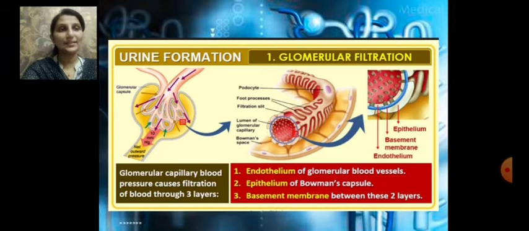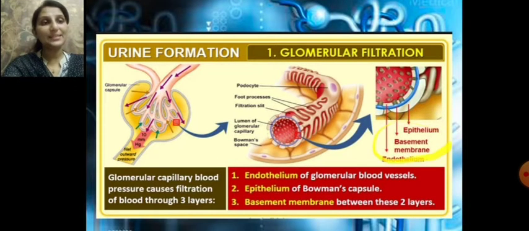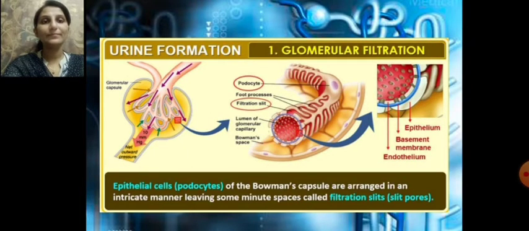So we can see this is the epithelial tissue of the Bowman's capsule. You can see the basement membrane and the endothelium of the blood vessels. So these three layers are to be passed by the blood. The epithelial cells of the Bowman's capsules are called podocytes, and they are arranged in an intricate manner.